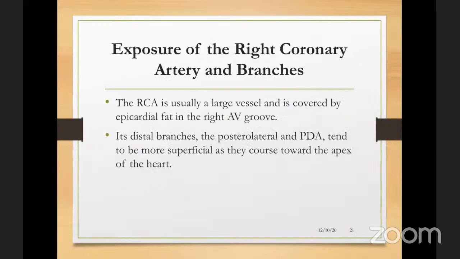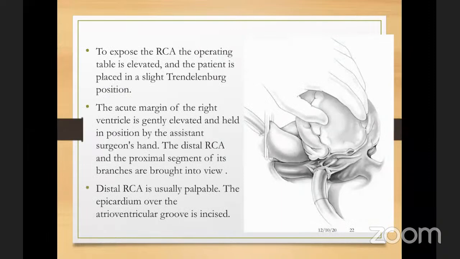For the right coronary artery, it's usually a large vessel and it's covered by epicardial fat in the right AV groove. The distal branches, posterior lateral and the PDA, tend to be more superficial as they course toward the apex of the heart.